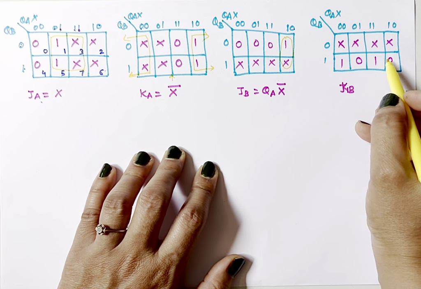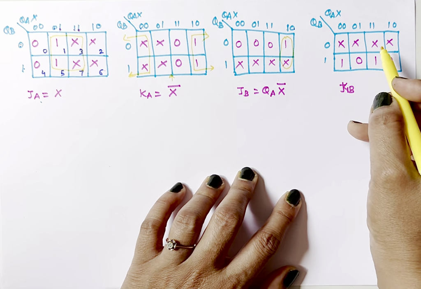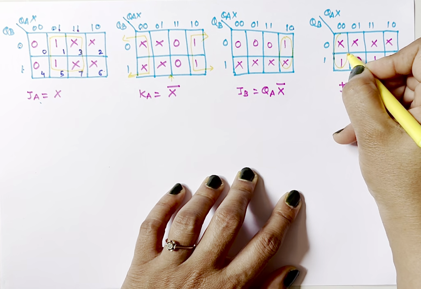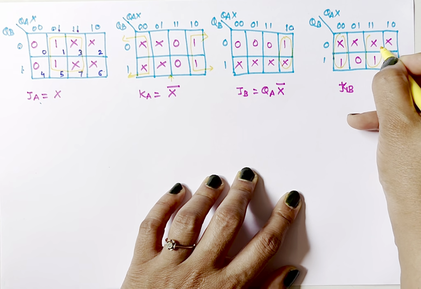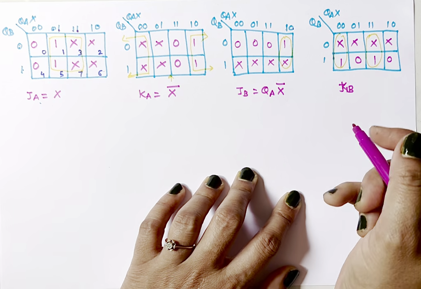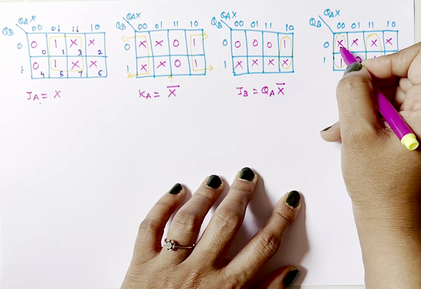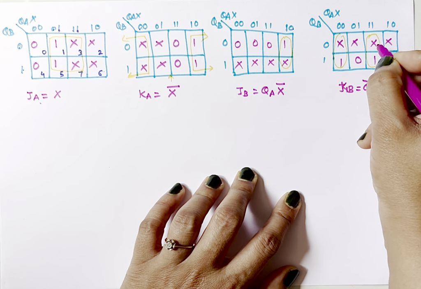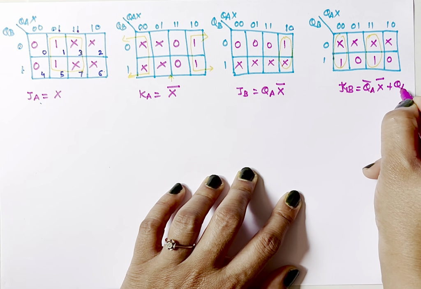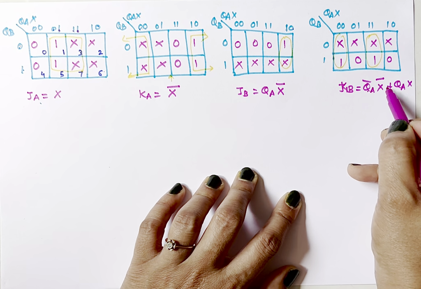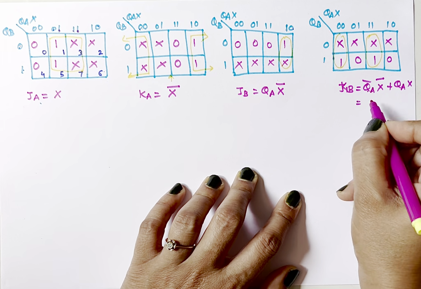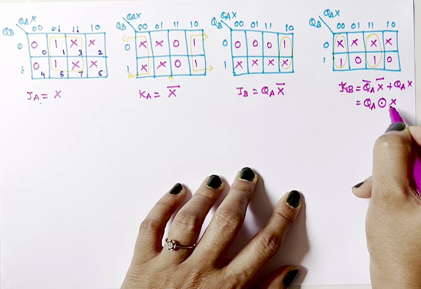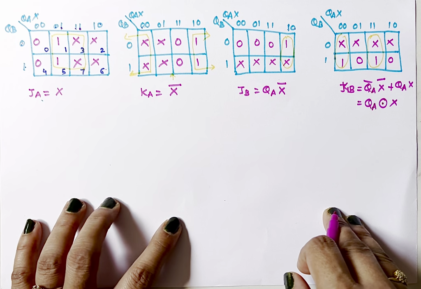Next, here what we can do is we'll make these two pairs. This is my first pair and this is my second pair. So the equation will become, for this pair, QA bar X bar plus, here both are 1, 1, so QA X. So this is like A bar B bar plus AB, the equation of XNOR gate. QA XNOR with X. Now we know equations for inputs.